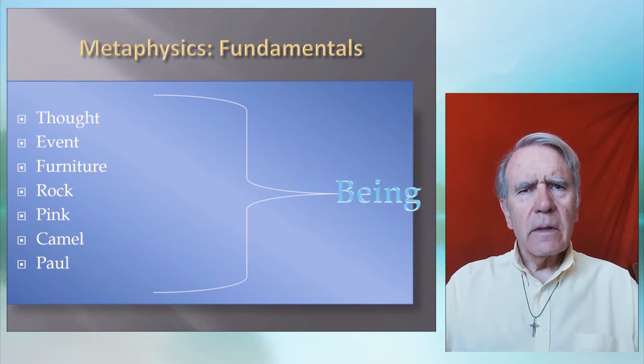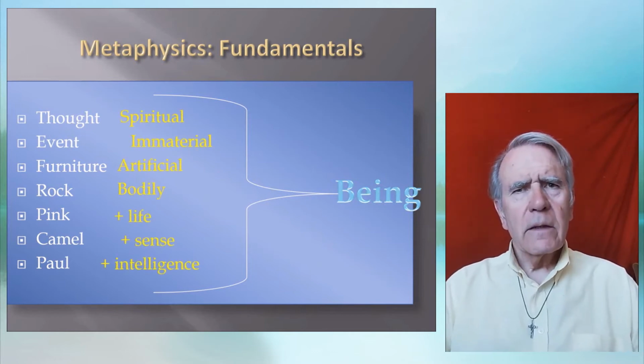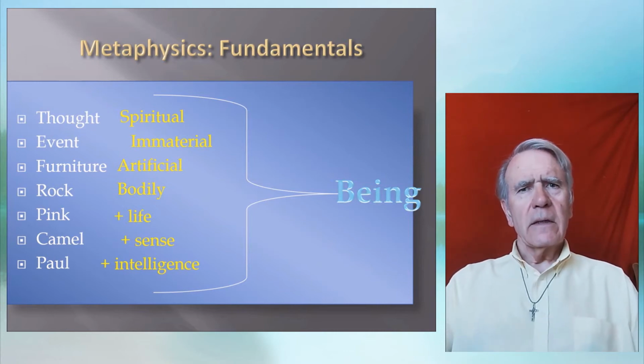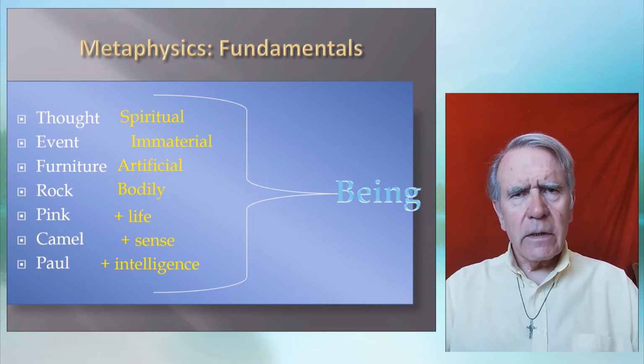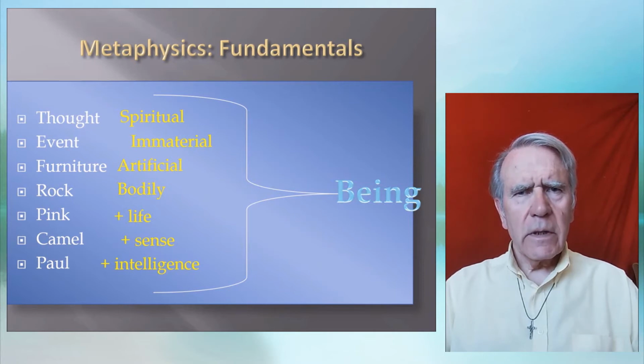Paul, in our example, has reason, but not the camel. The camel has the senses, but not the rose. The rose has life, but not the rock. The rock is bodily, like furniture, but it is natural, while furniture is artificial. There is no matter in the event, as in a rock or in furniture, and it is something that exists, however. Thought, too, is something that exists, but not outside the mind.